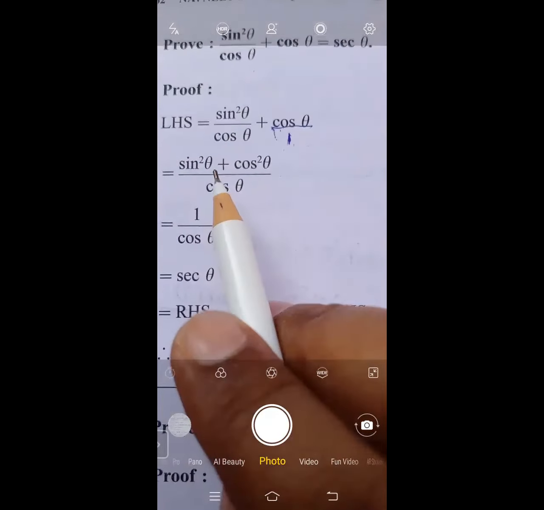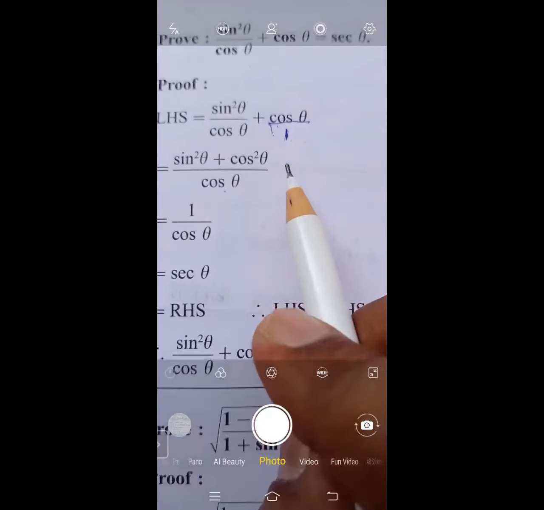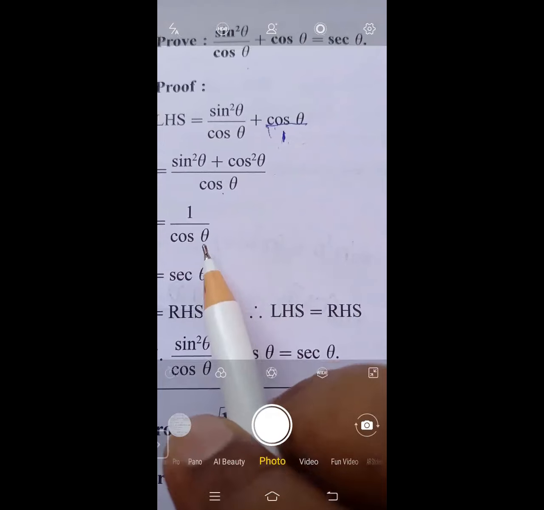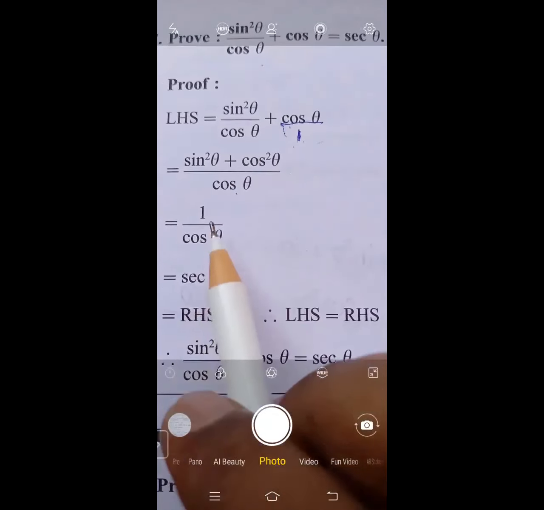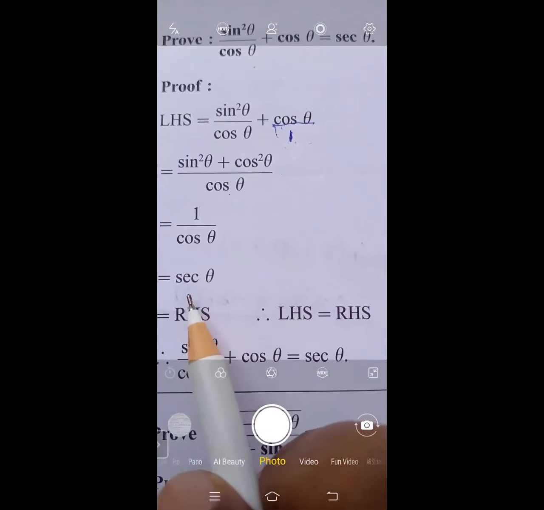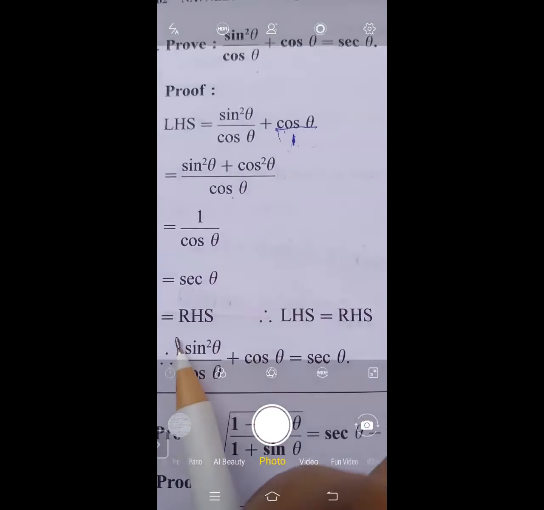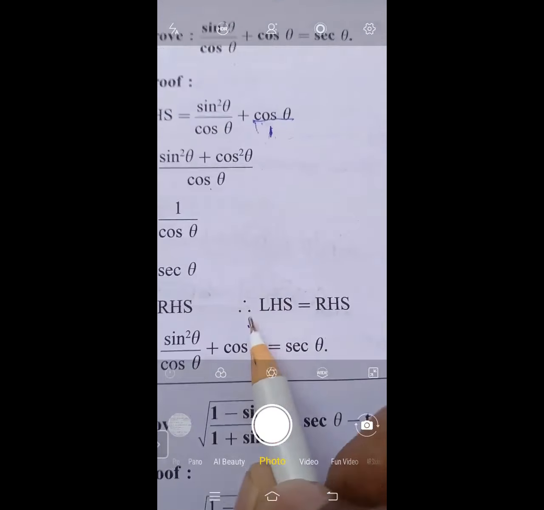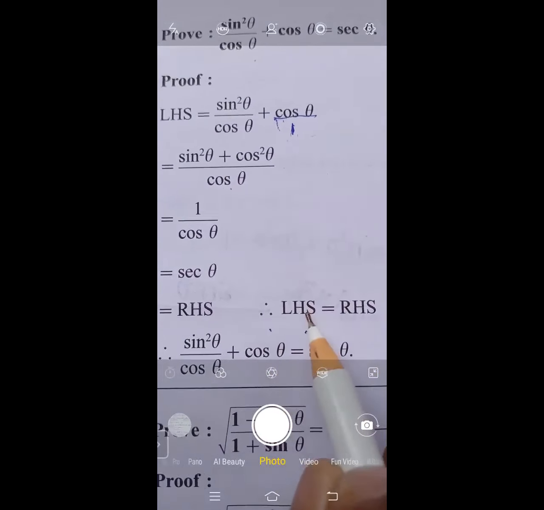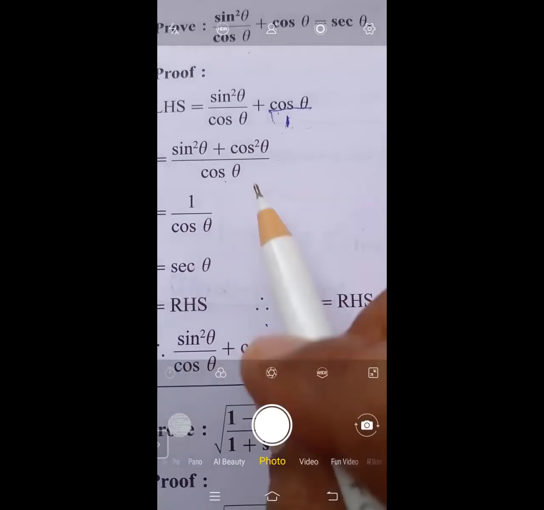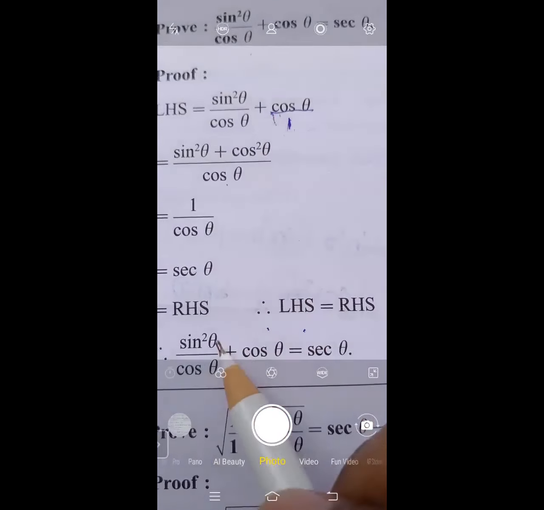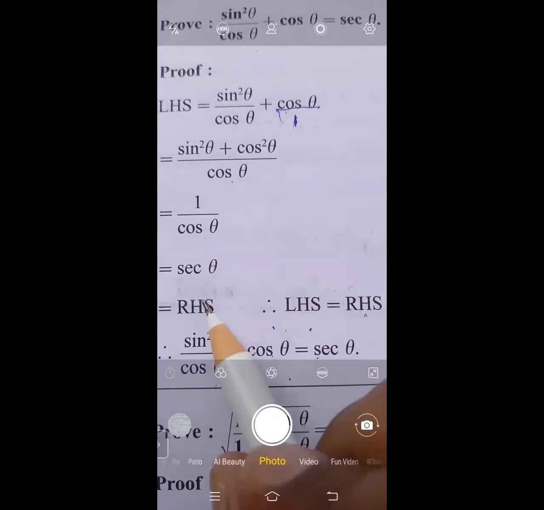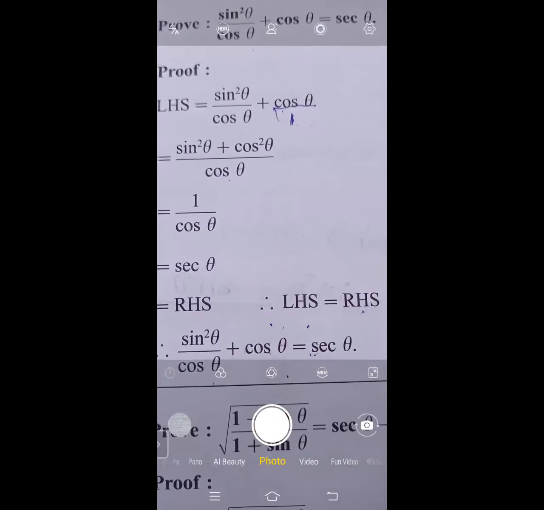So again, we got this identity sine square theta plus cos square theta, which is equal to 1 in the numerator and cos theta as it is in the denominator. Then you can see that 1 upon cos is equal to sec theta, which is equal to our required RHS. Therefore, LHS is equal to RHS. Then write LHS as it is, sine square theta upon cos theta plus cos theta, and your RHS is sec theta, which is equal to sec theta.